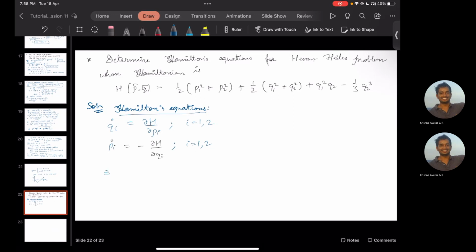So this implies that q1 dot is equal to partial h with respect to p1, just one term containing p1, right? p1. q2 dot is equal to just again one term p2, and p1 dot is equal to minus of q1 plus 2 q1 q2, and p2 dot is equal to minus of q2 plus q1 squared minus q2 squared.